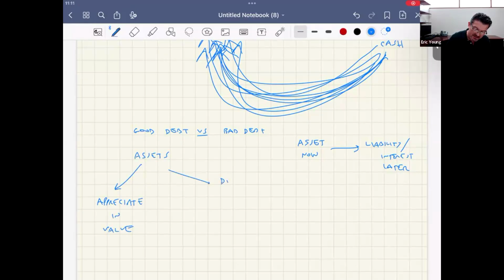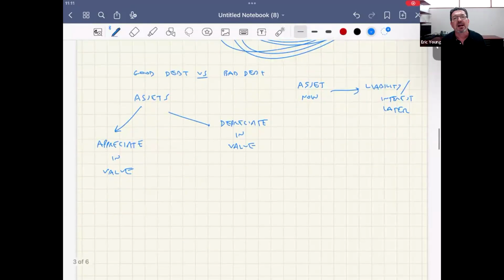And there are some assets that depreciate in value. So good debt and bad debt comes down to this: if you take on debt, you're going to be paying interest later. Future you is going to have a claim against future you's income. The real fundamental question then is, what's the nature of the asset that was acquired with the debt? And I would recommend to you that good debt is debt to acquire assets that appreciate in value.